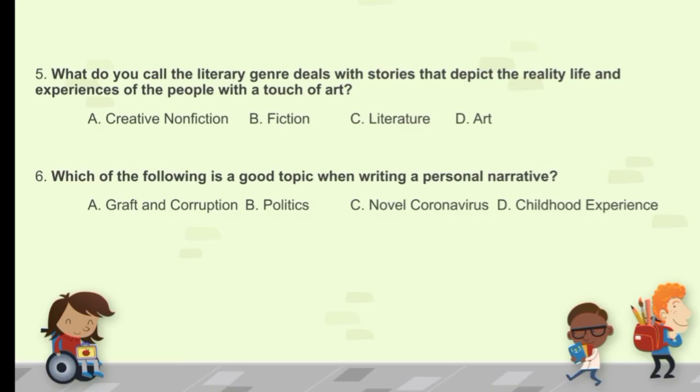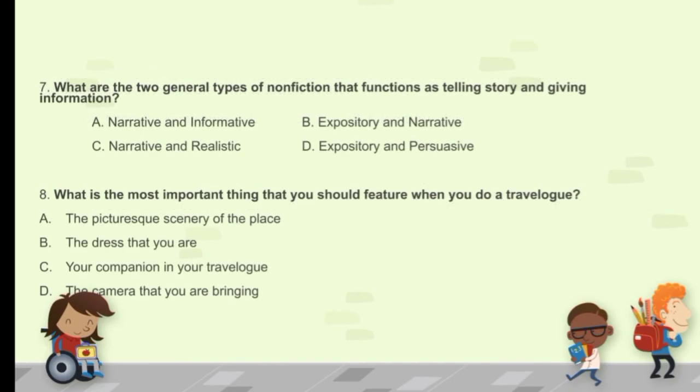Number 6. Which of the following is a good topic when writing a personal narrative? A. Graft and corruption. B. Politics. C. Novel coronavirus. D. Childhood experience. Number 7. What are the two general types of nonfiction that function as telling a story and giving information? A. Narrative and informative. B. Expository and narrative. C. Narrative and realistic. And D. Expository and persuasive.